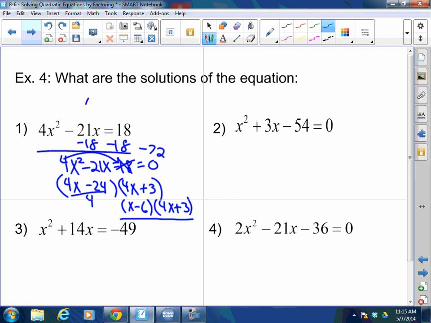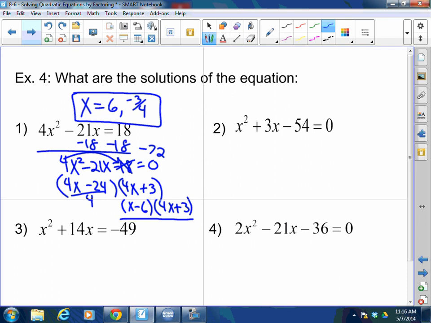So what are my solutions? What does x equal? 6 comma negative 3/4. Is everyone seeing how I do this? You promise me.